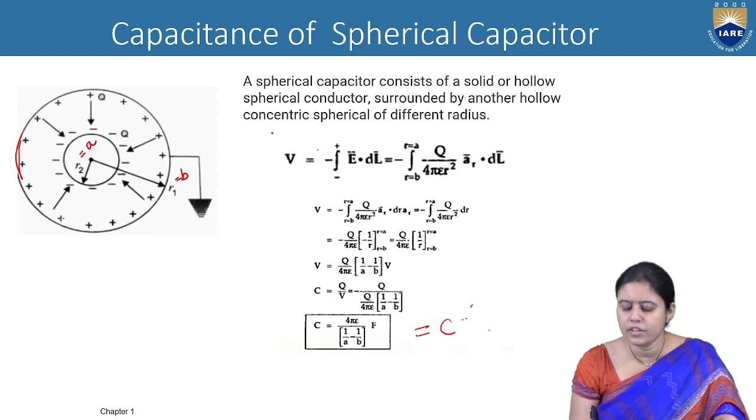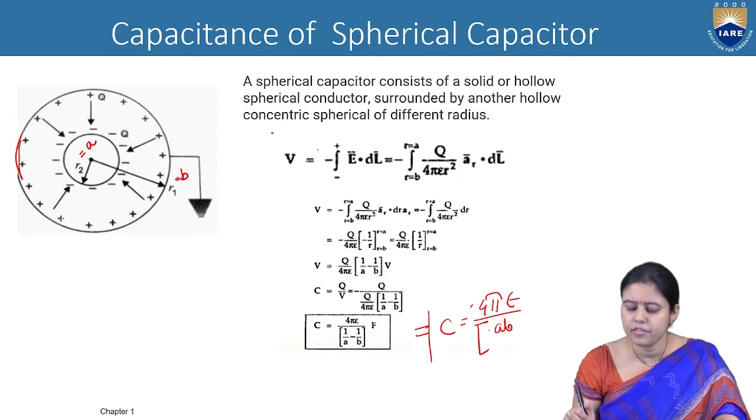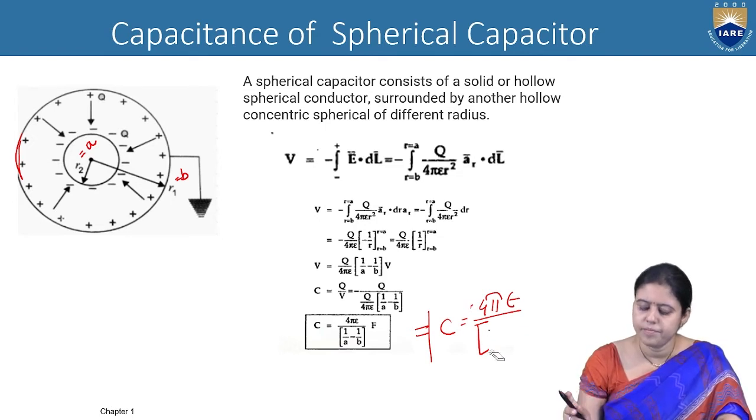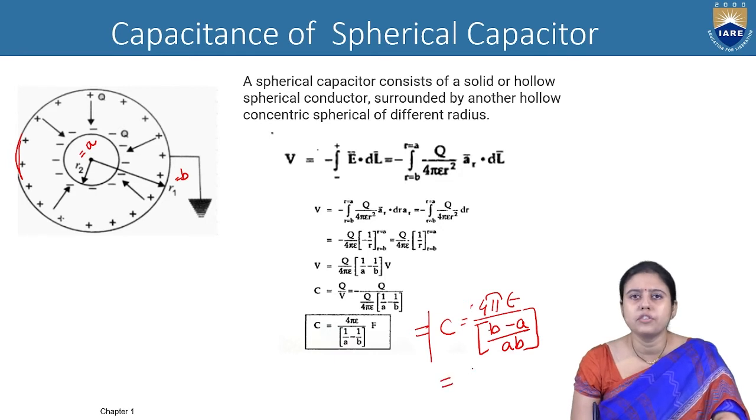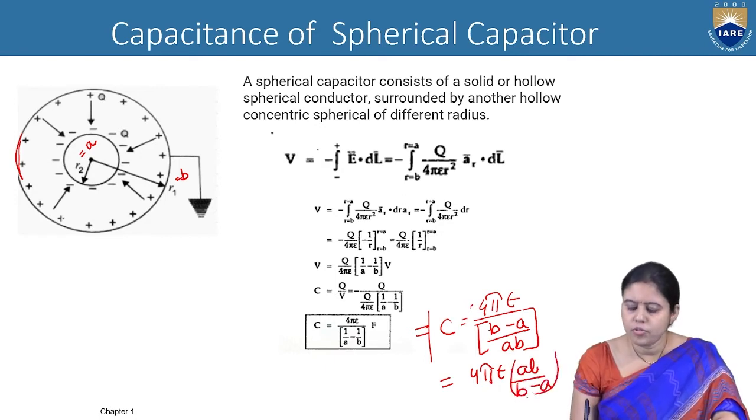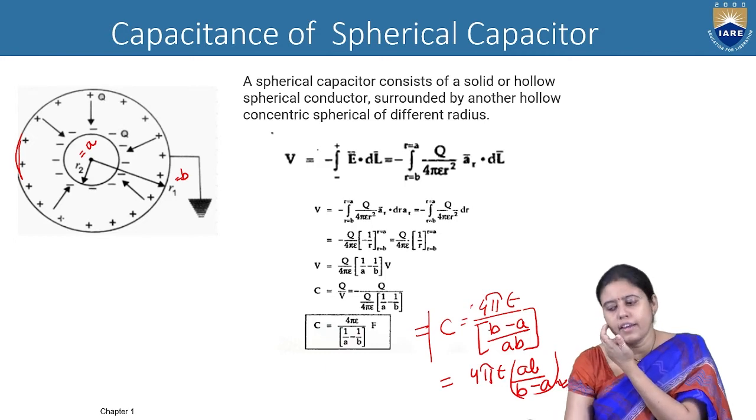C equals 4 pi epsilon AB by B minus A, which can be written as 4 pi epsilon AB divided by B minus A. So we will use the formula here.